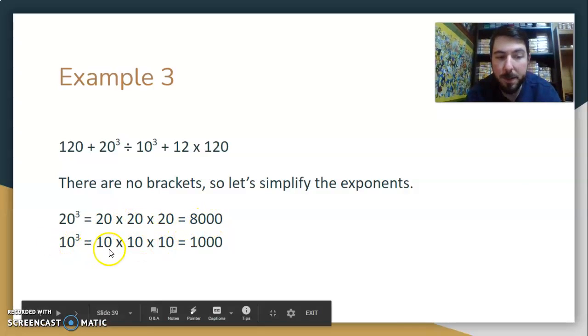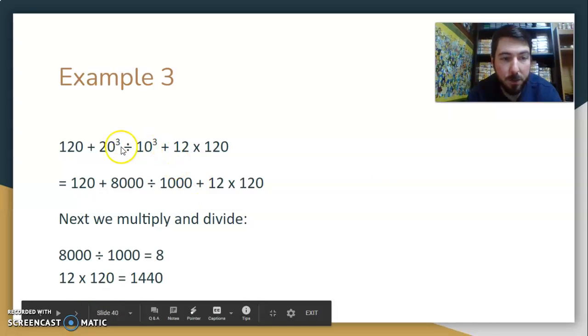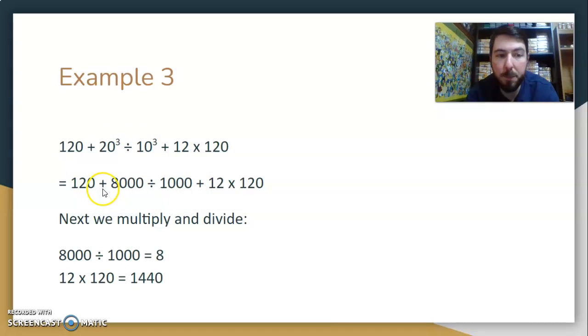10 to the power of 3 is 10 times 10 times 10, which is 1,000. We can substitute that into our equation. So now we have 120 plus 8,000 divided by 1,000 plus 12 times 120. I just took these exponents and replaced them with what they equal. Now we can do our multiplying and our dividing. We can do those in the same step, and we just follow them from left to right.